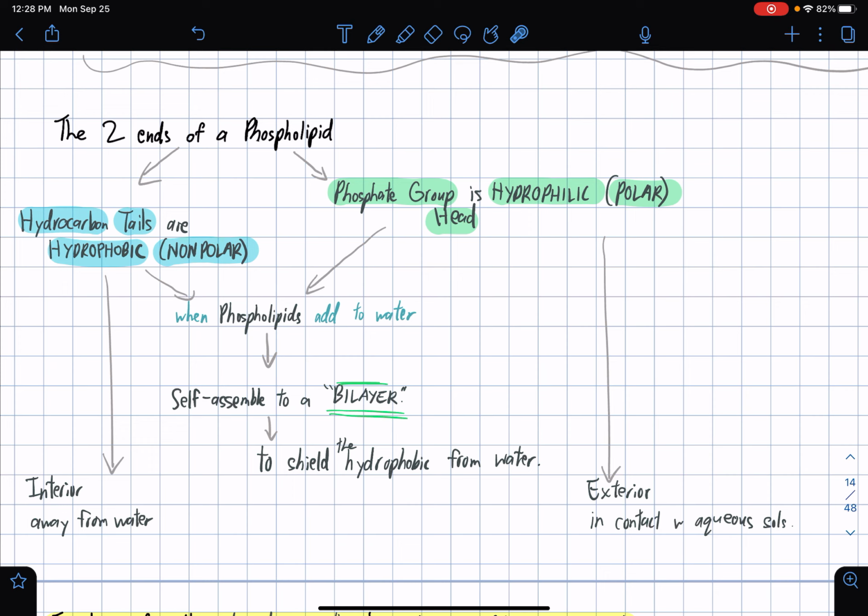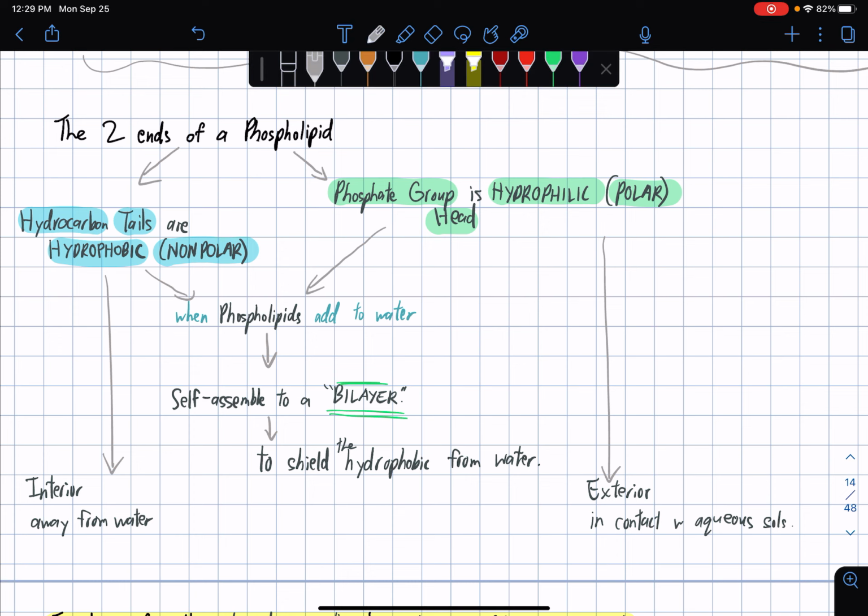That's going to be important in our next lesson in terms of active versus passive transport. And these two ends, when phospholipids are added to water, they self-assemble into a bilayer to shield the hydrophobic tails from the water. Basically, this is the interior, this is the exterior.